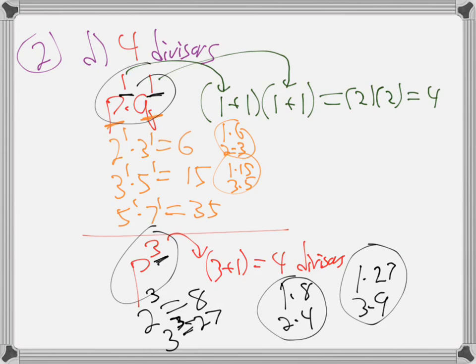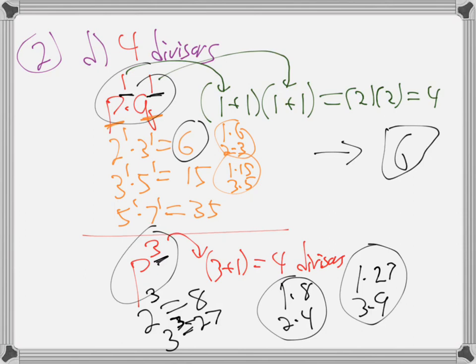All right, so who's the overall winner then? What's the overall smallest number with 4 divisors? 6. So the answer is 6. That's the smallest number with 4 divisors. Is that making sense? We're going to go to bigger ones. It's going to get a little harder. Getting the idea? Yeah. All right.